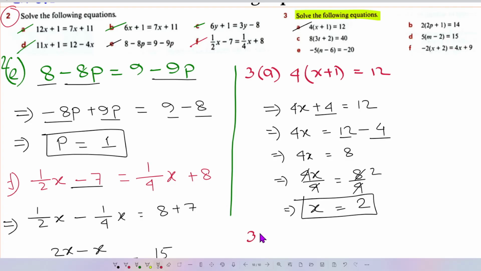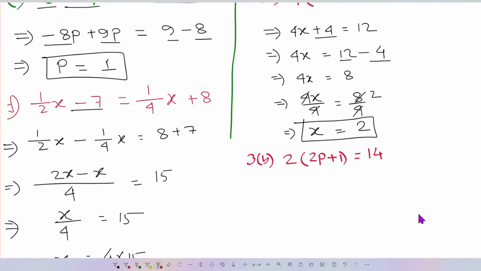3b. 2 times (2p plus 1) equals 14. So we should expand this one. 2 times 2 is 4, so 4p plus 2 equals 14.